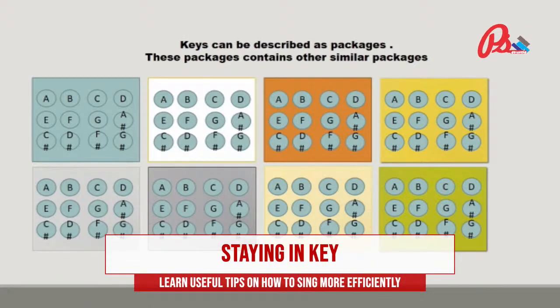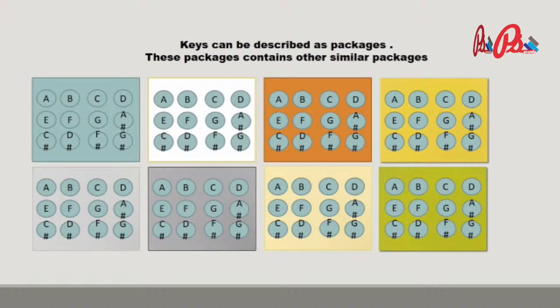So, keys can be described as packages. This is the simplest illustration I use. Now, look at the sheet there, the PowerPoint presentation. You can see that these keys are described as packages. These packages contain similar things, almost the same thing, but this package is different, and that's why I use different colors for them. Sorry, I'm not very good with color.